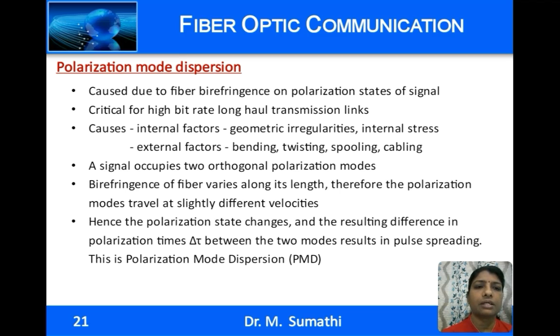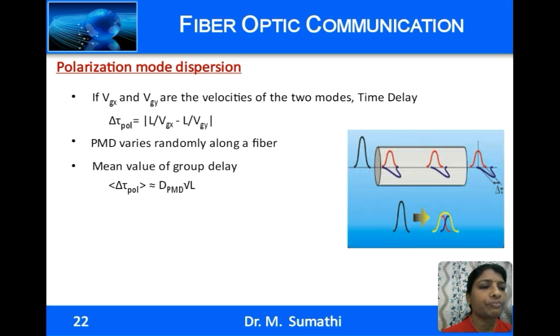As we have seen in the previous video on mode theory, fiber birefringence, that is two different refractive indices along the two axes of the fiber, causes the two degenerate modes, which are orthogonal polarization modes, to propagate with different velocities. This difference in velocities causes a difference in phase, and it also causes a difference in time delay, which results in polarization mode dispersion.